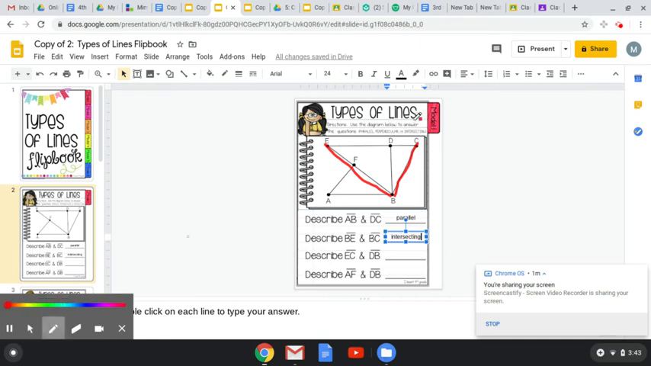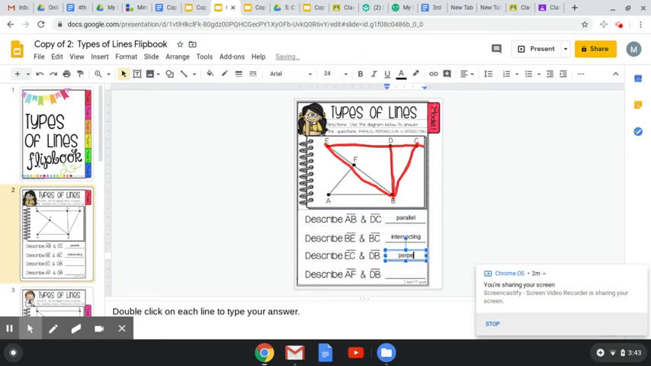We're going to look at line EC. So our line EC up here and DB, and they do meet, and it looks like when they meet, it forms a right angle. So we are going to classify that as perpendicular. And if you double click, your text box will come up for you to type into.